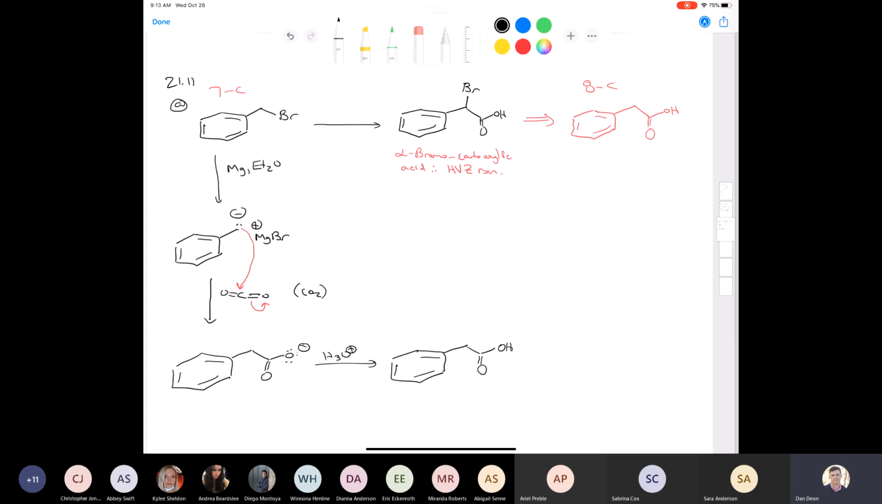And then the last step is going to be the HVZ reaction. What were the conditions for the HVZ reaction? The first step is to treat with bromine and phosphorus tribromide. And the second step is to put water on it. So this is the HVZ reaction. There you go, kind of a neat synthesis that employs some Grignard chemistry and some new chemistry that we've looked at today.